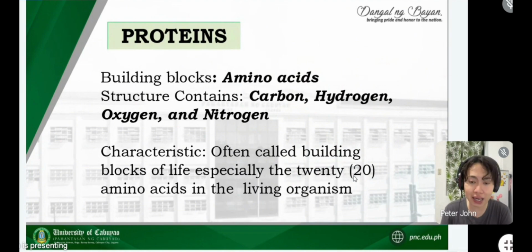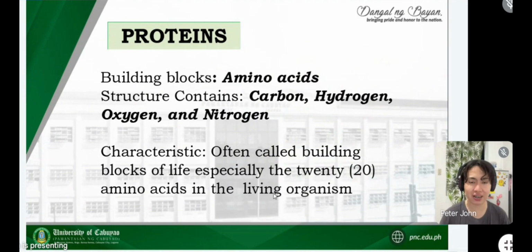So, ibig sabihin, in order to form a protein, a bulk of protein, we need an amino acid. So, unlike with other, or with carbohydrates and lipids, the structure of protein is a combination of carbon, hydrogen, oxygen, and nitrogen. So, kung napapansin nyo, meron tayong dagdag na nitrogen. So, yun lang po, yung pattern natin. So, pag naglagay tayo ng keyword, CHON. CHON na, sunod-sunod lang.